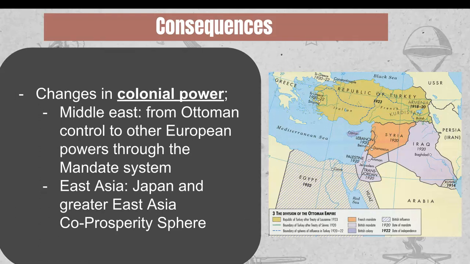Another consequence is going to be changes in colonial power. We already talked about this a little bit, but in the Middle East, the Ottoman Empire will disappear, will be basically broken up by force due to the ending of World War I. And then other European countries are going to come in and draw a bunch of state lines, which will then establish new states in the Middle East. So we will see the rise of Iraq, Syria, all of that. And then with that, once more, in Japan, they are going to create the Greater East Asia Co-Prosperity Sphere as their empire.